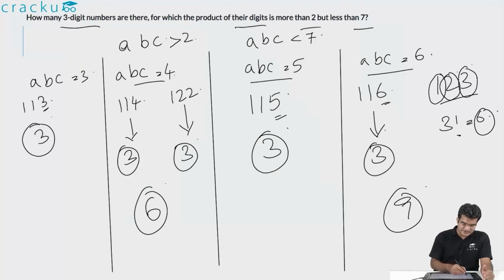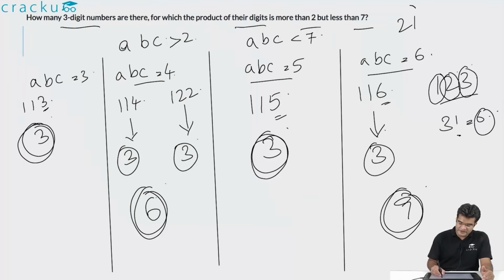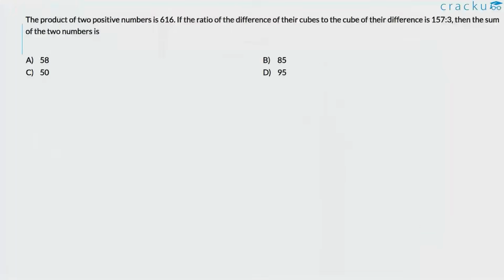So the overall total is 3 plus 6, which is equal to 9, plus 3, which is equal to 12, plus 9, which is equal to 21. So you will find 21 3-digit numbers such that the product of their digits is greater than 2 and less than 7.